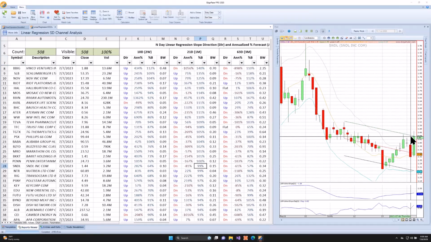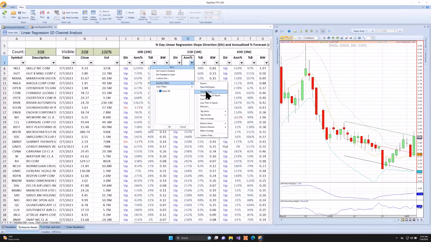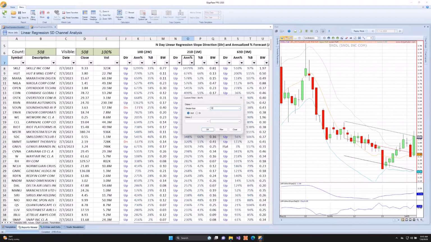So how can you use this with all the filtering capabilities to really hone in on something that's having a consistent move in an up direction, and let's say it's at the lower band, the implication being that it might find support at that lower band? Okay, so what we can do is sort by annualized percent. I often like to do filtering here and say, I'm only going to look at stocks where the annualized percent is greater than 100%.